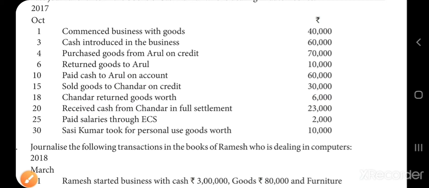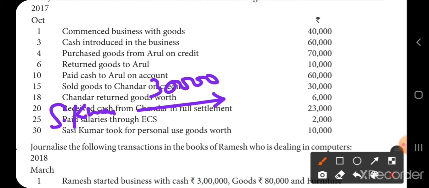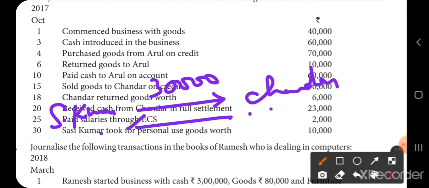See here, Sasikumar is selling goods worth rupees 30,000 to Chandar. That means Chandar has to pay 30,000 to Sasikumar. But Chandar has returned goods worth rupees 6,000 to Sasikumar. In that case, how much does Chandar have to pay Sasikumar? 24,000. Right? Hope it is clear till this.